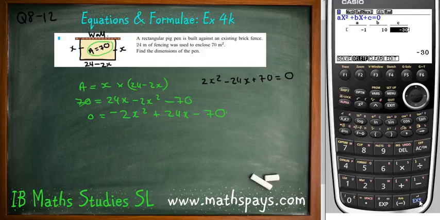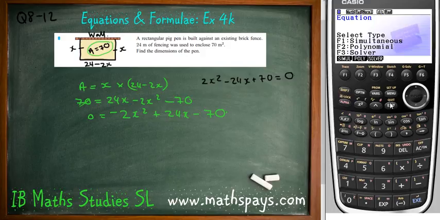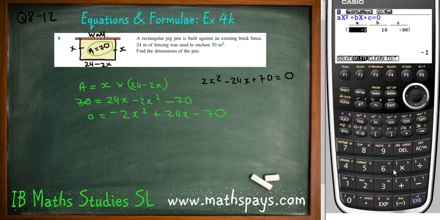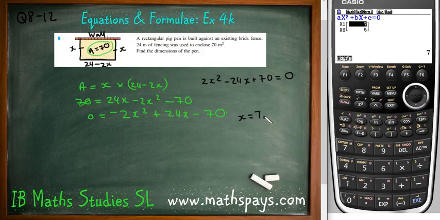I'm going to go to equations mode. Let's go in to make sure that we're in the polynomial and the degree of 2. So we can type in negative 2. We've got that there. We've got positive 24 and we've got negative 70. Again, it doesn't really matter which version you use, the green one, the black, they'll still come out to be the same answer. If I press solve, we get x equals 7 and x equals 5.